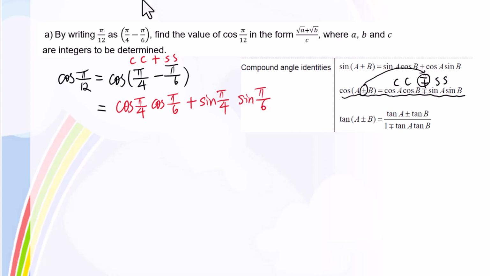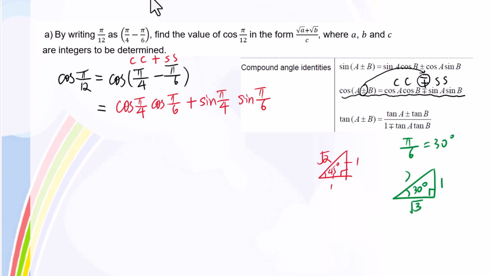Pi over 4 is 45 degrees. Let's draw this special right triangle: 45 degrees, with sides 1, 1, square root of 2. Pi over 6 is 180 divided by 6, 30 degrees. The triangle has sides 1, square root of 3, 2.